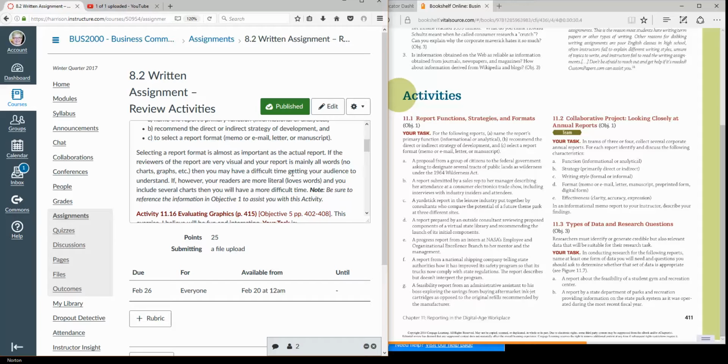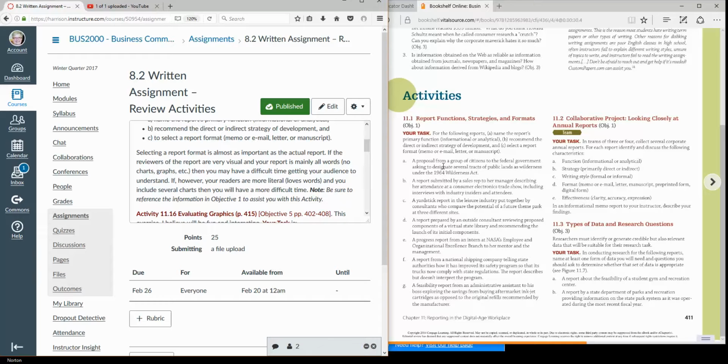Selecting a report format is almost as important as the actual report. You may have a difficult time getting your audience to understand if, however, your readers are more literal. Okay, so be sure to reference objective 1. So let's look at 11.1. For the following reports, name the report's primary function, information or analytical, recommend direct or indirect strategy, and select a report format, memo, email, letter, or manuscript. Now remember, go back to objective 1 to help you.